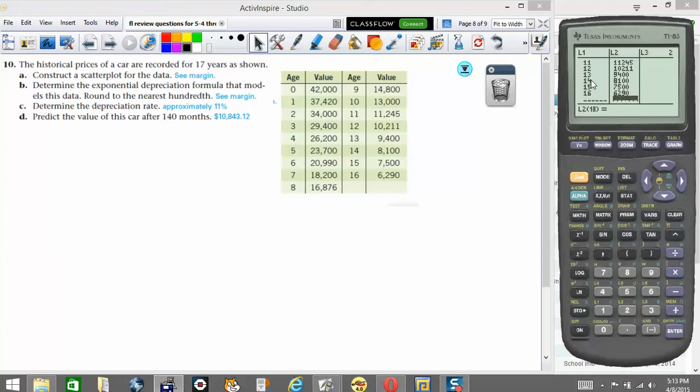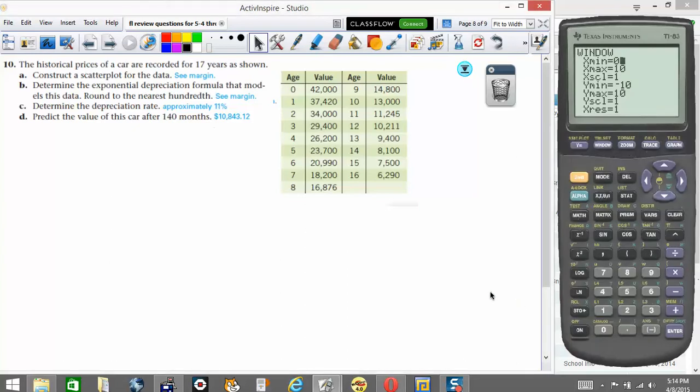Okay, so we've gotten all the data in. We're going to go second mode. If you notice here, the yellow, it says second quit. Second mode. Okay. We are now going to go to our window, and we're going to set the window up starting with the x values. So think of a graph. We're going to start with our x min being 0. Hit enter.